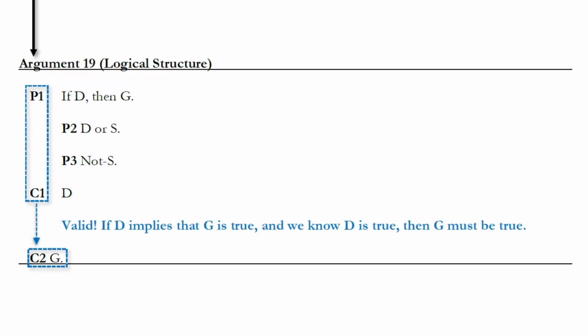Now, can we get all the way to the final conclusion of G? The final conclusion that God exists? In fact, we can. Notice P1 and C1, our new intermediate conclusion. P1 tells us that if D is true, then G must be true. And luckily for us, we have just established that D is true with our previous inference. So, this means that we can validly infer G. We can validly infer that God exists. And of course, that is precisely what is stated in the final conclusion of the argument. Therefore, we can conclude that this argument is in fact valid.